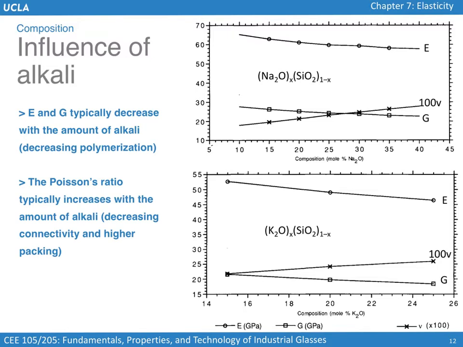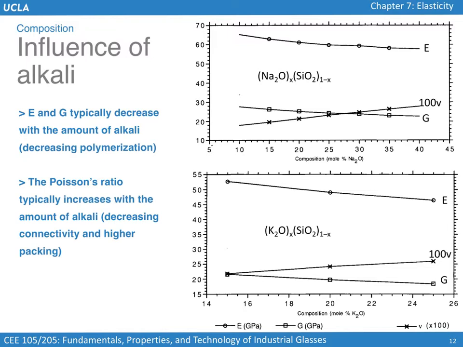Okay, the first thing that we can see, and that is generally true, is that both the Young's modulus and the shear modulus decrease when you add some network modifier. This is true when you add sodium within silica, and this is also true if you add potassium. We observe the same thing. This comes from the fact that the more modifier you add, the lower the connectivity of the glass, so the number of bonds decreases. The strength of the bonds also decreases.